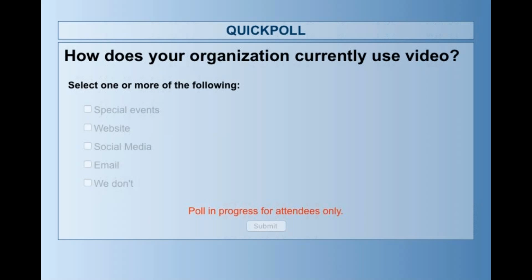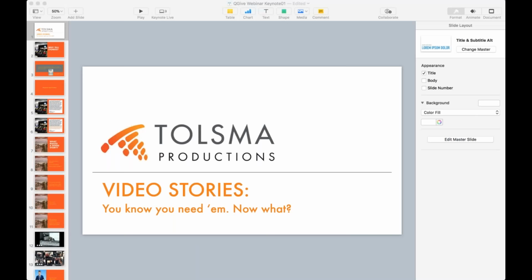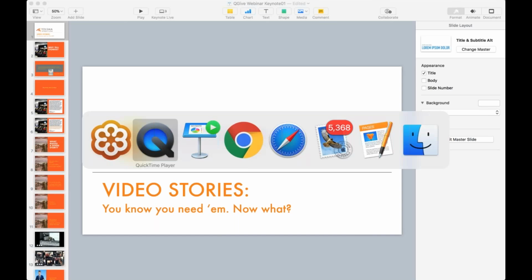Well, so far it looks like people are pretty solid on the website and special events. We do have a couple of people who said that they don't use it at all, but only 9% so far have said that they don't use video at all. Another 9% say that they use it in email. 45%, 50% are using it on social media. 83% are using video on their website. And there are also quite a number of people who are using them for special events. So it looks like everybody's in, and that's kind of how everything wrapped up together. 15% don't use it at all, and it looks like everybody's pretty varied except for email.